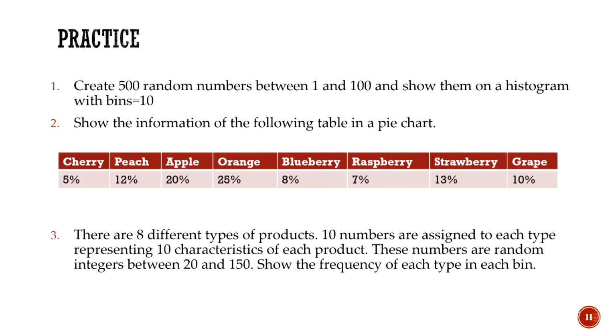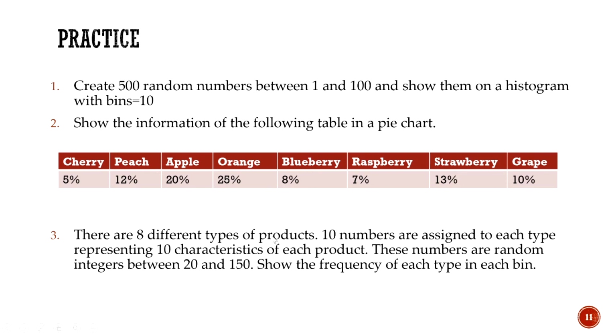So this is our practice problems, 3 of them, and it summarizes main points we discussed in this lecture. For the first one, we want to create 500 random numbers between 1 and 100 and show them on a histogram with bins equal to 10. We also talked about the pie chart. This time we have several categories, 8. And then we want to show the following table in a pie chart. And the last one is a group bar plot.